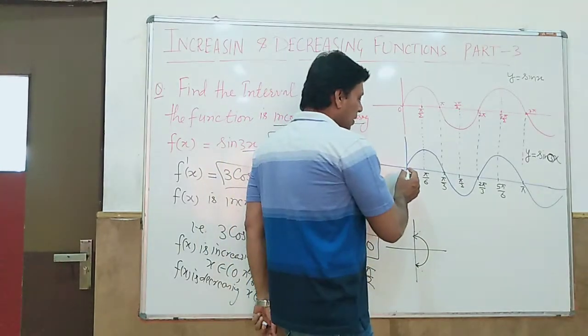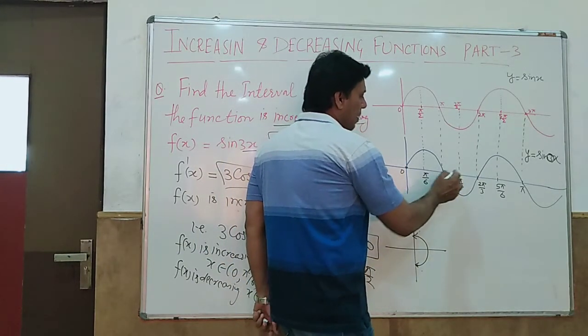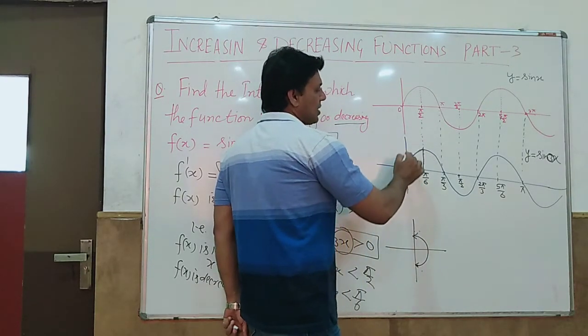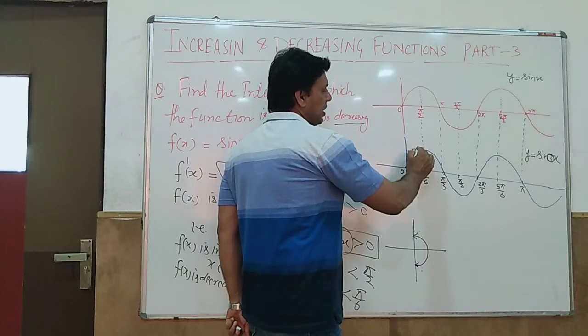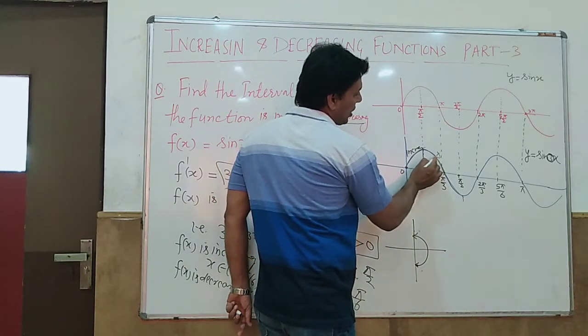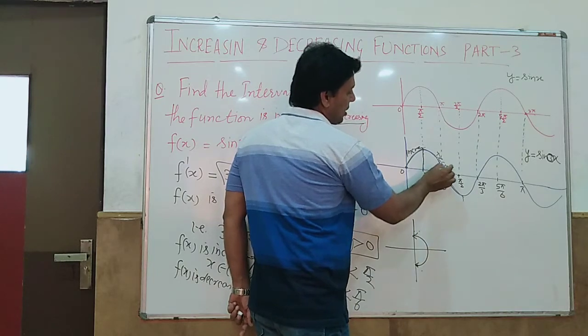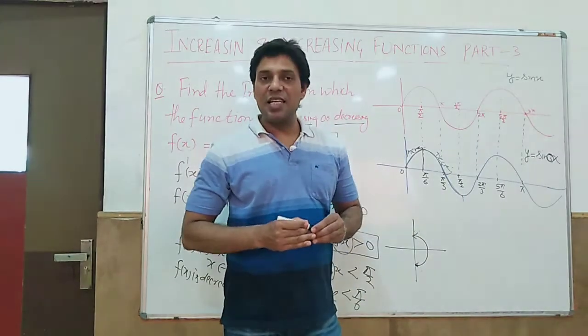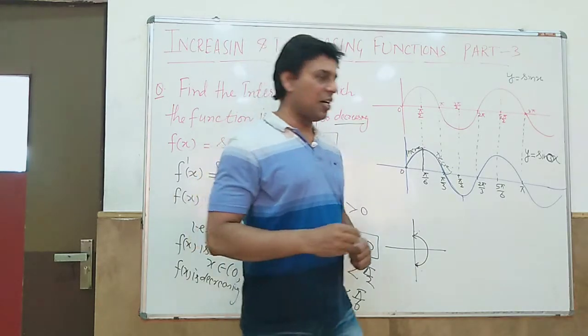Now you see, in the interval 0 to pi by 6, the function is increasing, and from pi by 6 to pi by 2, the function is decreasing. So with the help of the graph, we can do this question easily. Now for more questions, stay tuned.